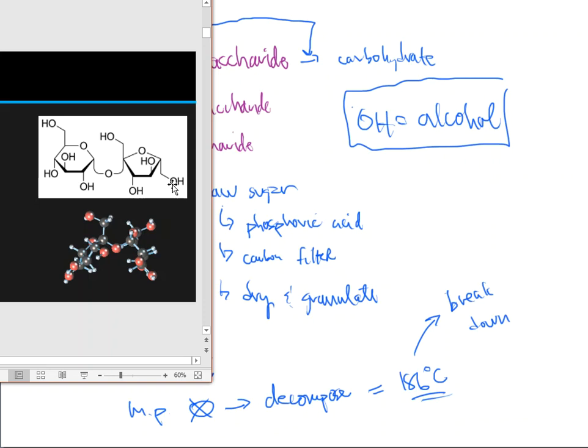Also notice that sucrose is a disaccharide. That means there's 2 pieces that are joining hands. Well, what do I mean when I say that? Well, look here in the very center. There's an oxygen right smack dab in the middle. And there's a ring to the left, and there's a ring to the right.